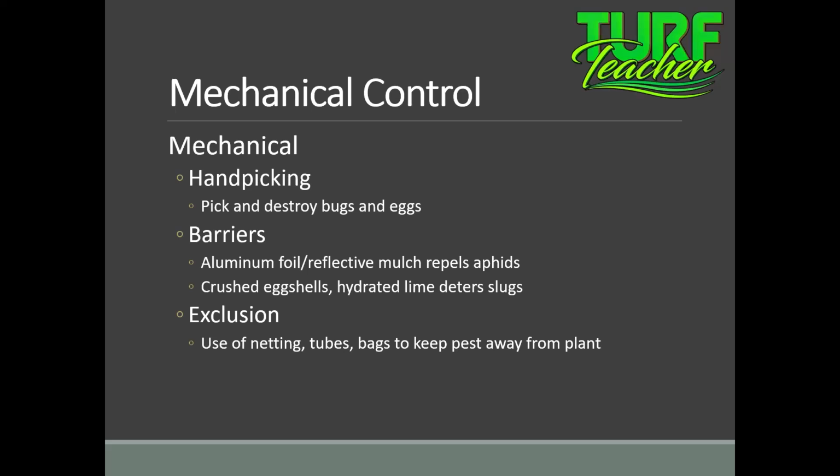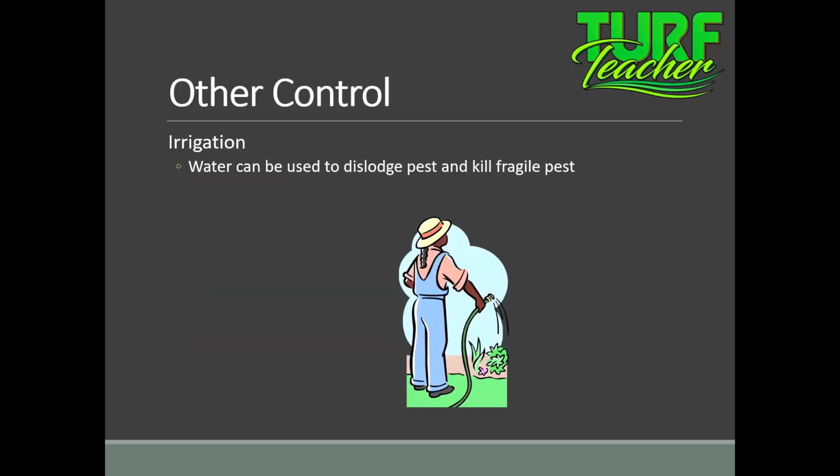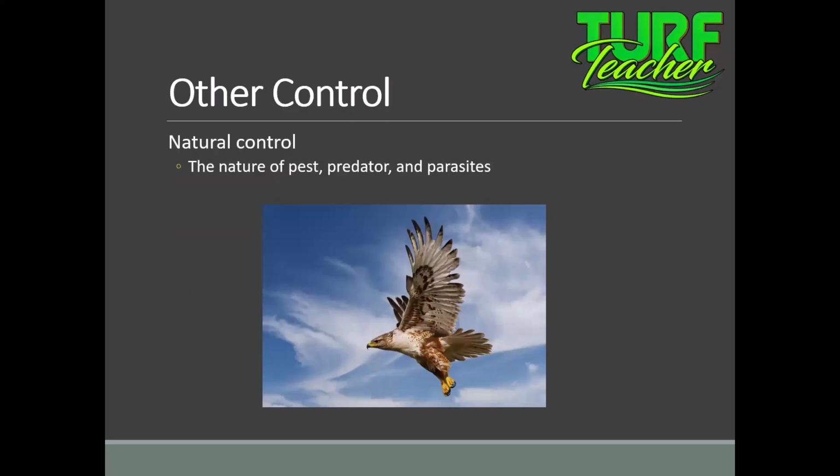Exclusion, we can use nets, tubes, bags. They'll keep the pest away from the plant. You'll see that people put the nets over it. Water can be used to dislodge the pest and kill the fragile pest. Just the pressure of it will knock it off and actually kill it. Natural control, the nature of the pest, predator, and parasites. Mother Nature will take care of the situation at hand. She is the best pest control that we do have.